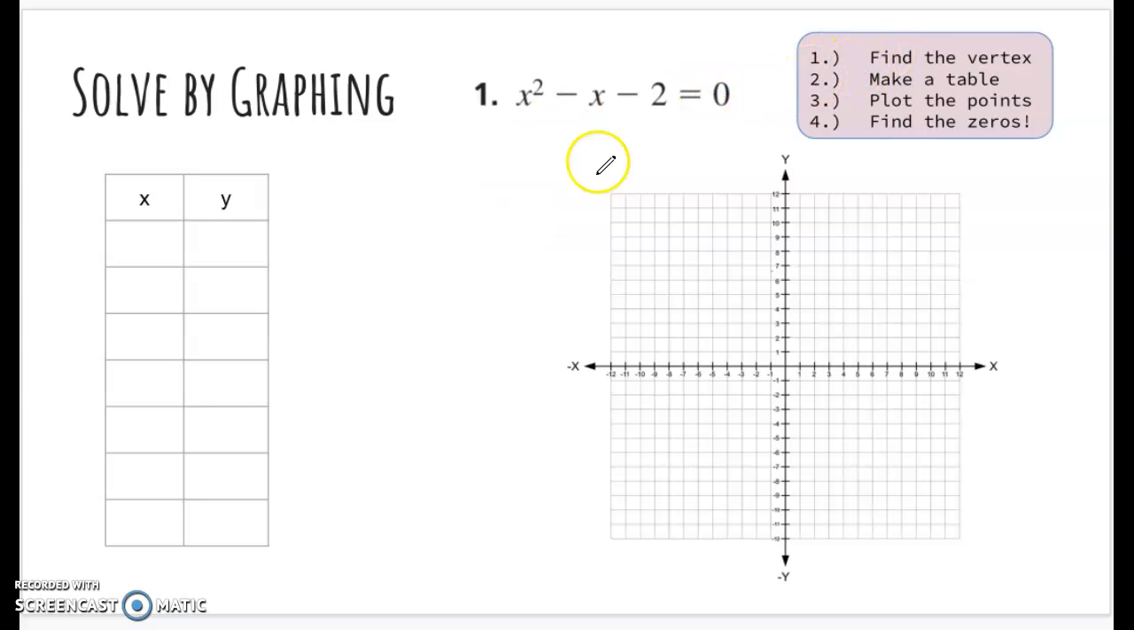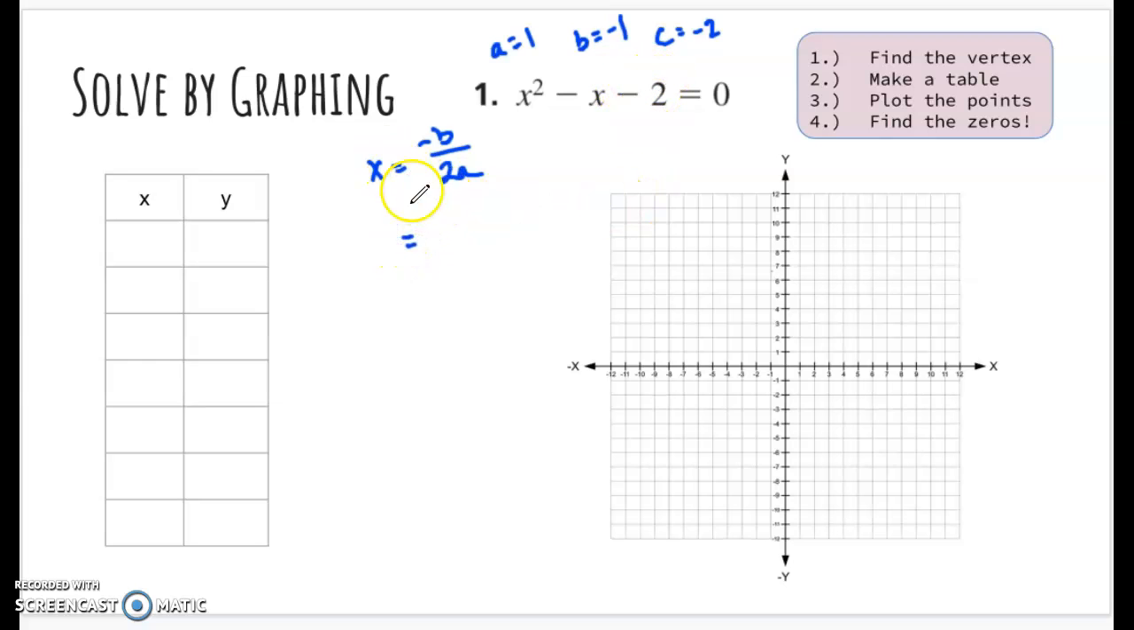All right, so first thing we're going to do here is practice finding that vertex, right? So it looks like my equation is already in standard form. So I know to find my vertex, I'm going to do x equals negative b over 2a. And it looks like a is equal to 1, b is equal to negative 1, and c is equal to negative 2. Remember, your sign always stays with the number.